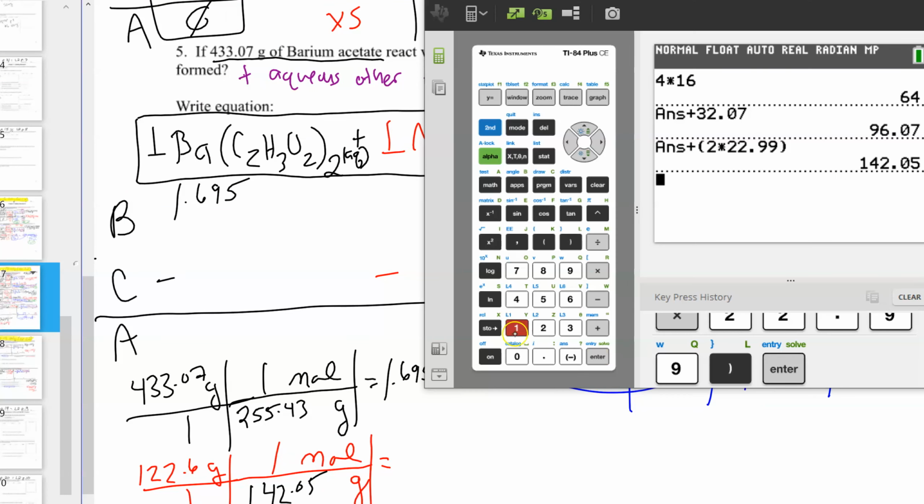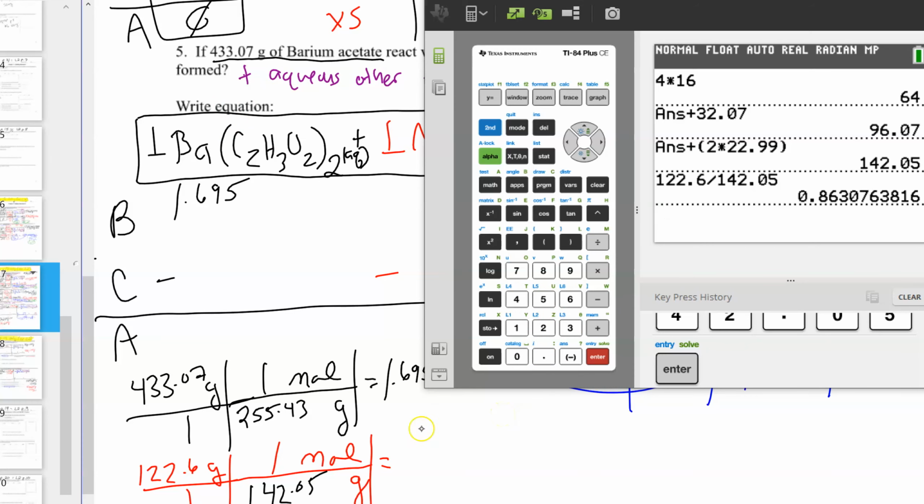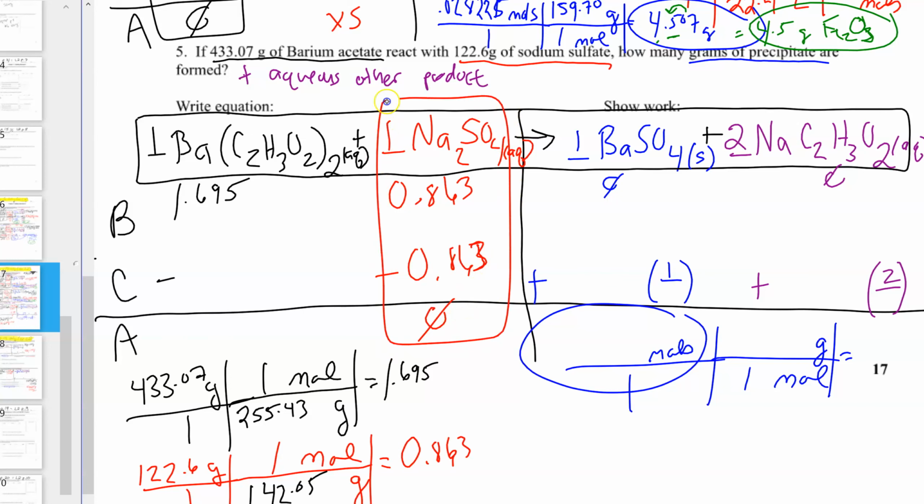Okay, so if we have 122.6 grams of sodium sulfate given in the problem, and we need to divide by 142.05 grams per mole, that means we have 0.863 moles of sodium sulfate. Now this is nice right here because look at the ratio, 1 to 1. I need the same number of moles of each one. So which one of these is less? The sodium sulfate. So I'm going to use up exactly all of it. There'll be none left over. This is my limiting reactant.